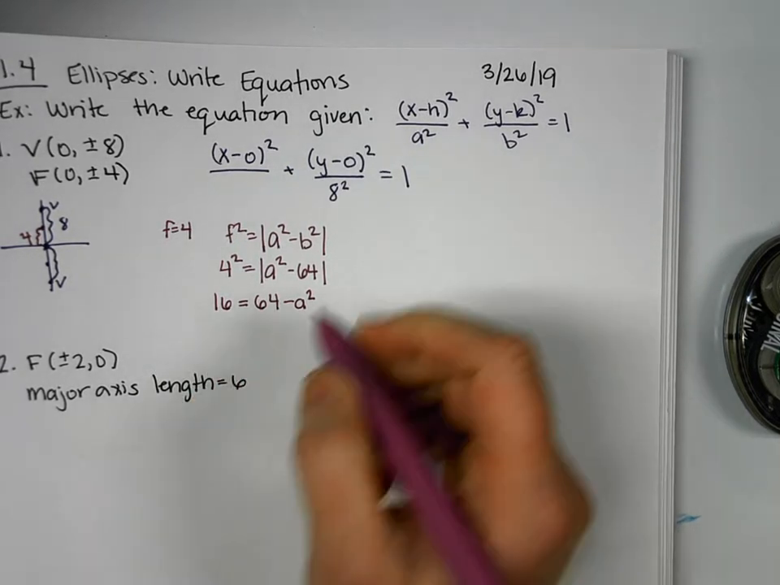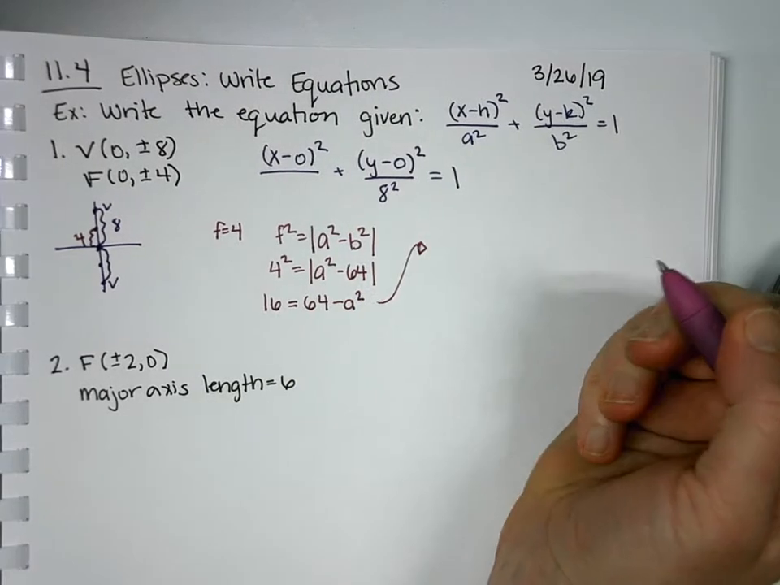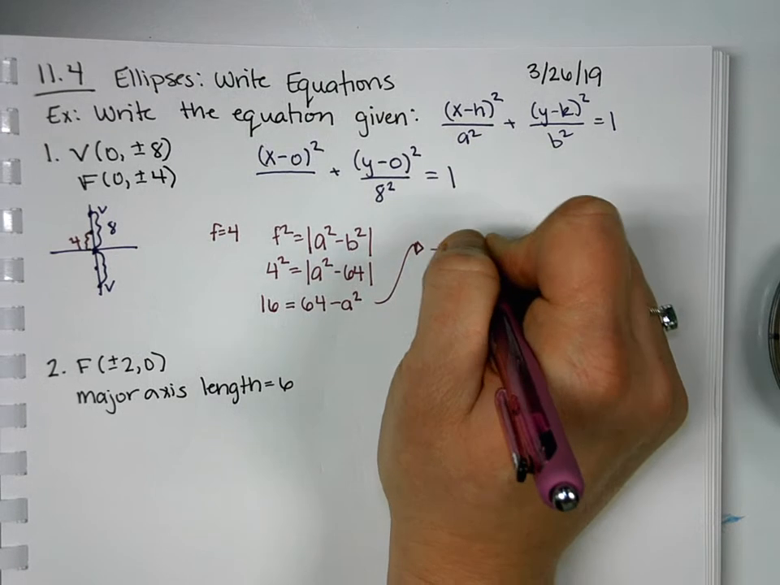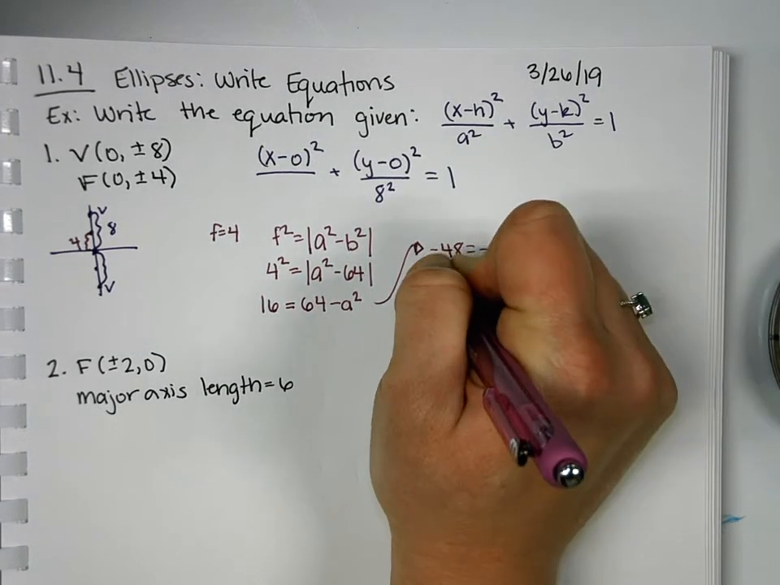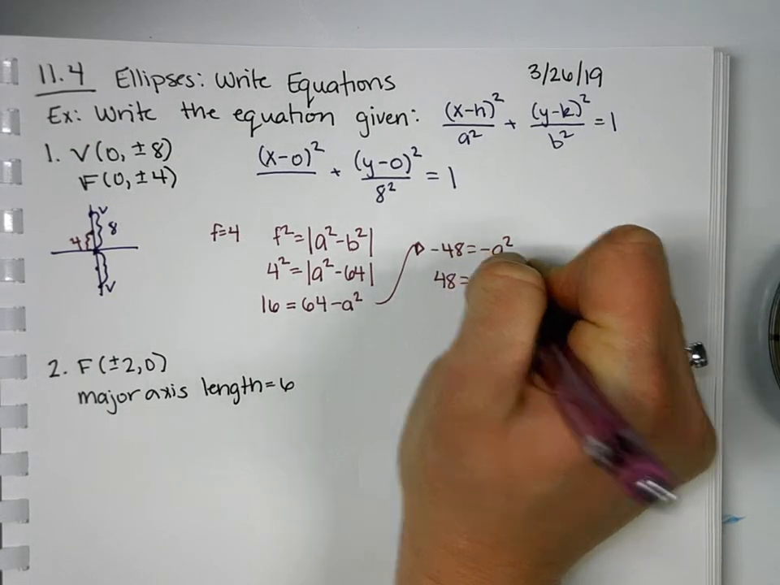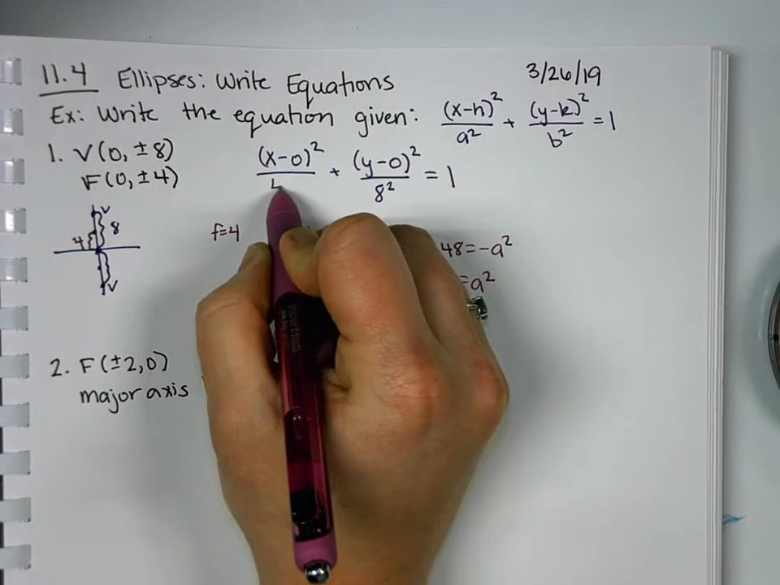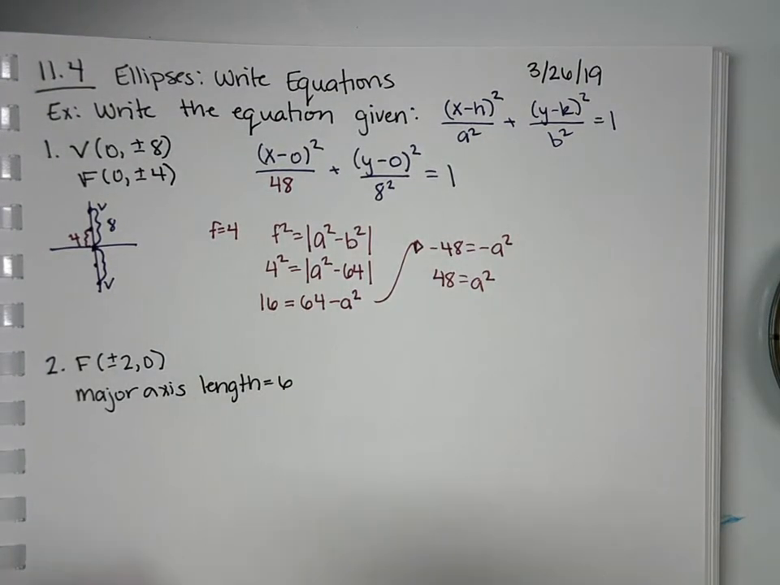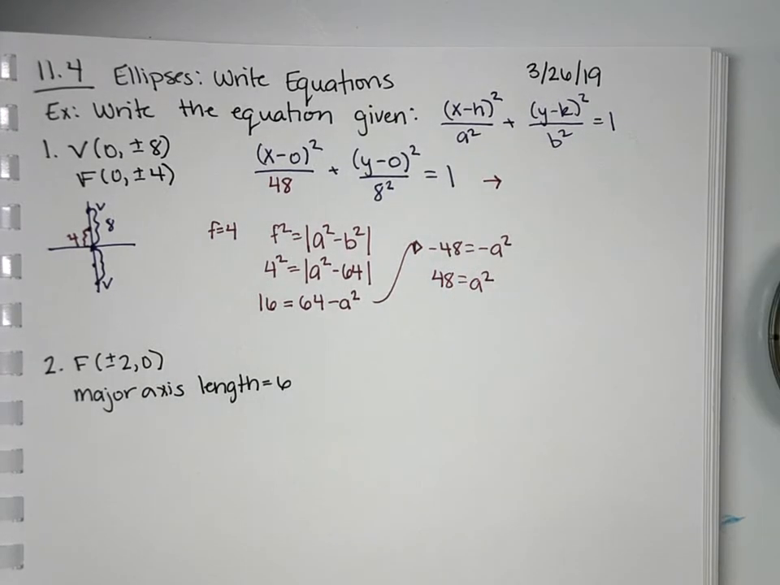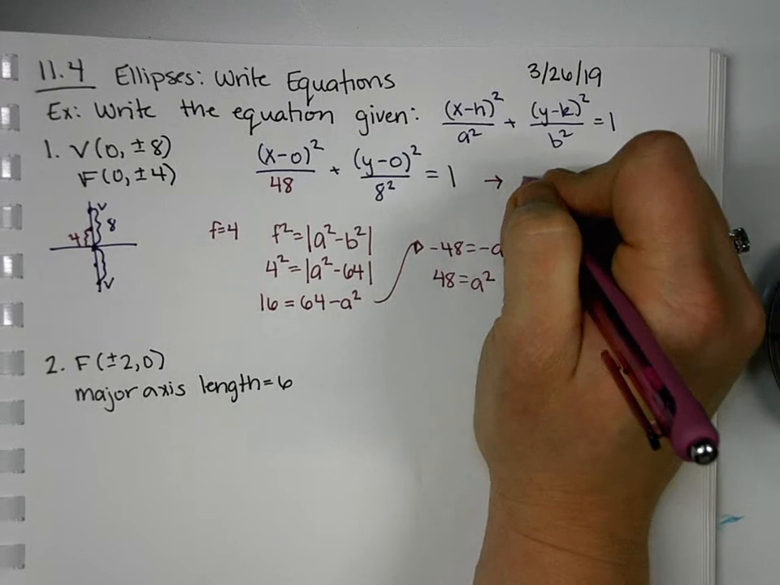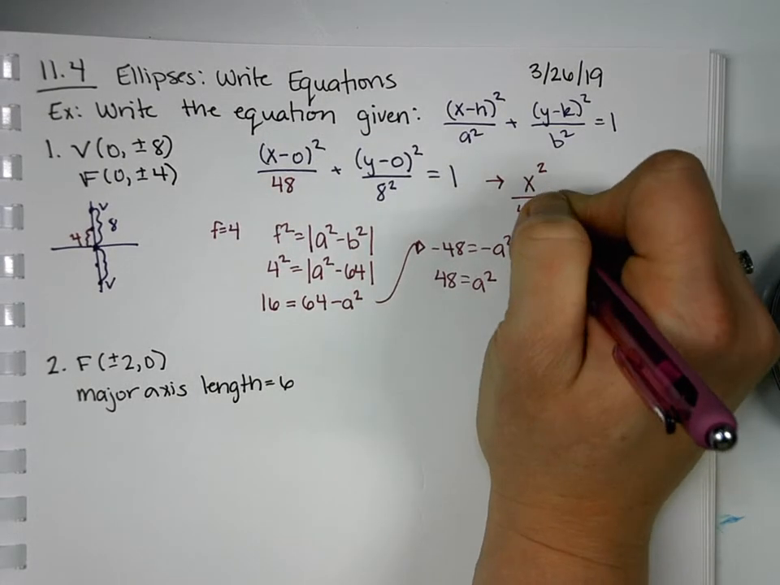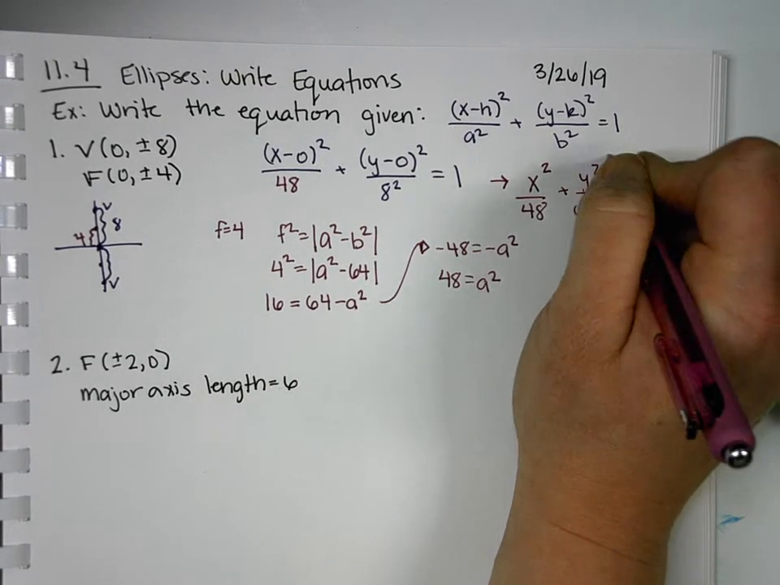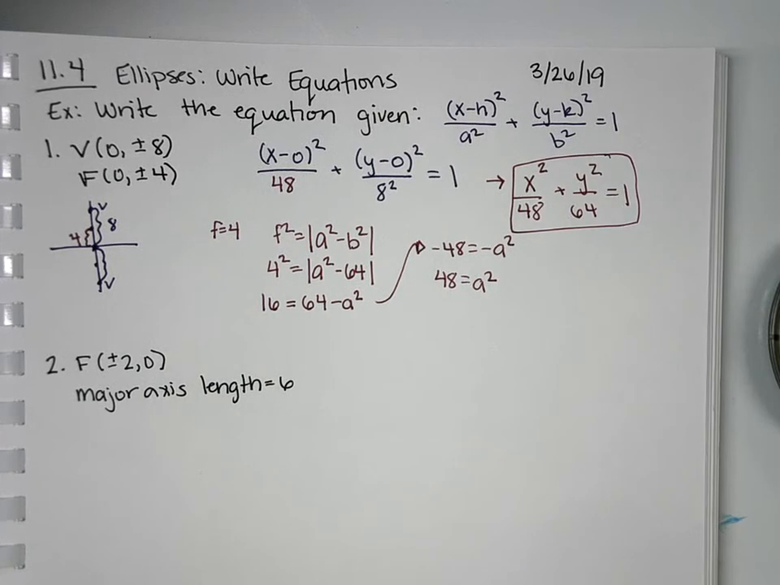So when I subtract 64 from both sides, we're going to get negative 48 equals negative a squared. So when we divide by the negative, we get a squared is 48. So I know that a squared is 48. I don't need to worry about finding the square root because I need a squared down there. So if I simplify the pieces that we've plugged in, I can write the equation as x squared over 48 plus y squared over 64 equals 1. And we have our equation.